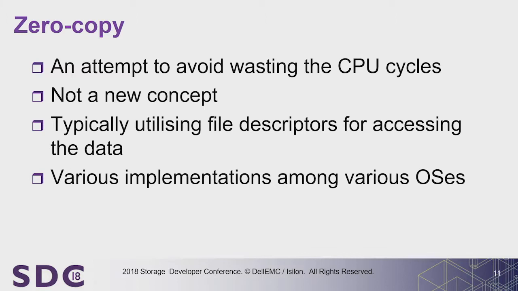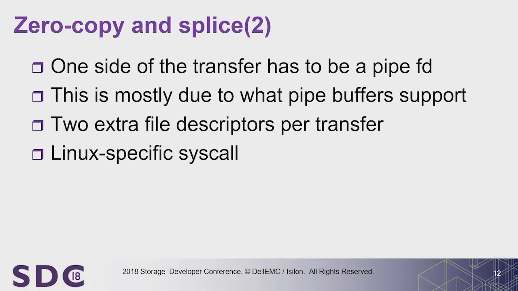Usually that means utilizing file descriptors for doing this sort of trick, and there are various implementations among the operating systems. The very first one, and that was a long time ago and it's still there, is Linux splice. It requires involving a pipe, two file descriptors that belong to a pipe, which means for every single operation like that, you still have to have those two extra file descriptors, which may be a limiting factor. And that's primarily because of how pipe buffers work in a kernel, so that you can effectively steal some of the buffers and use ref counting just to shuffle them around without really copying. But again, that's a Linux-specific syscall.